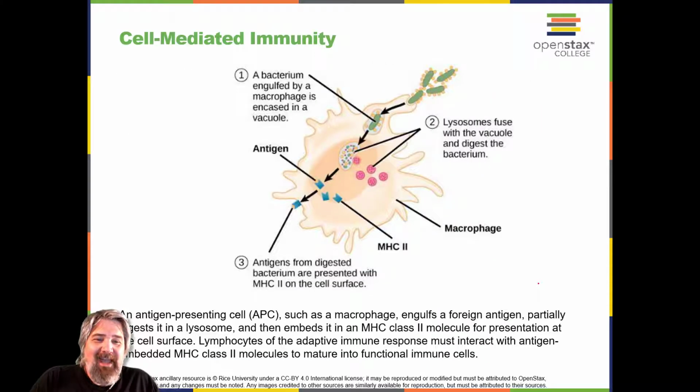Okay, so cell-mediated immunity. So here we go. Unlike B cells, T lymphocytes are unable to recognize pathogens without assistance. Instead, dendritic cells and macrophages first engulf and digest the pathogen, and then these antigen-presenting cells will detect, engulf, and inform the adaptive immune response about an infection.